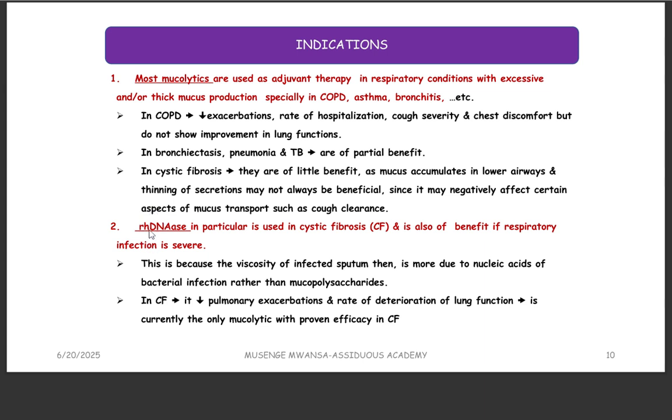Okay, and then rHDNase in particular is used in cystic fibrosis and also of benefit in respiratory infections. So that's important to know. So you can see for the other mucolytics in cystic fibrosis, they are of little benefit as mucus accumulates in lower airways and thinning of secretion may not always be beneficial since it may negatively affect certain aspects of mucus transport such as cough clearance.